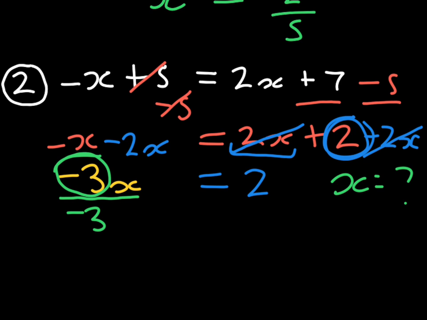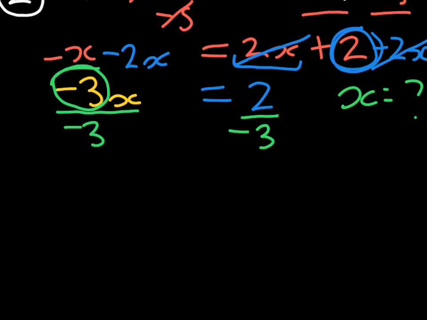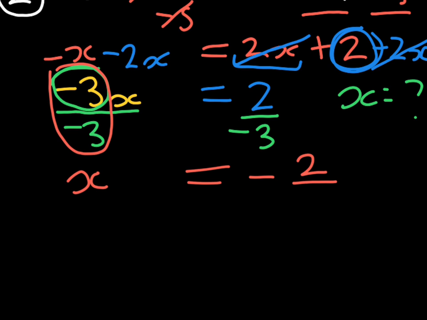And whatever we do to the one side, we have to do to the other. So we divide 2 by minus 3. We will then be left with x after we divided the minus 3 by minus 3. Remember, anything divided by itself is simply just 1. And there's an invisible 1 in front of that x there. And this equals minus, well, it doesn't actually matter where we put the minus, but it will be minus 2 over 3. And that is our final answer for question number 2.